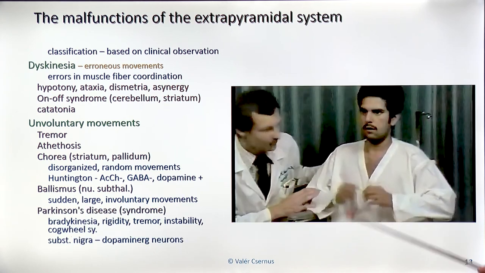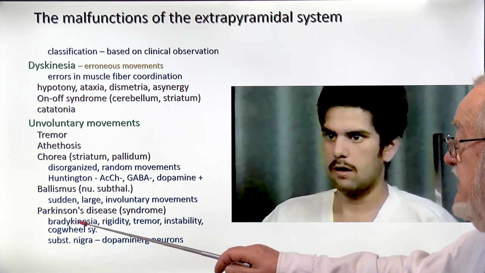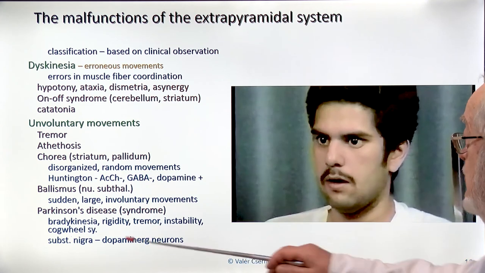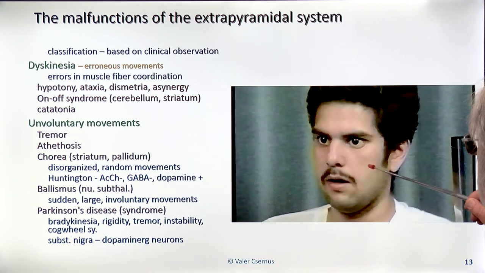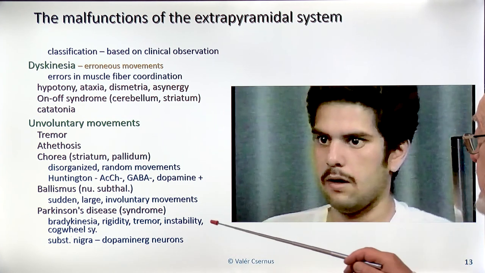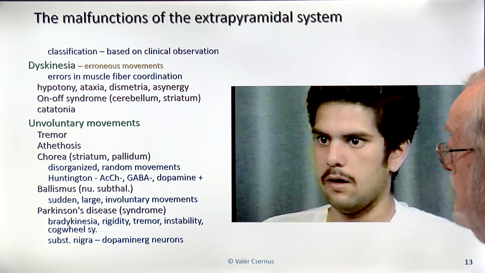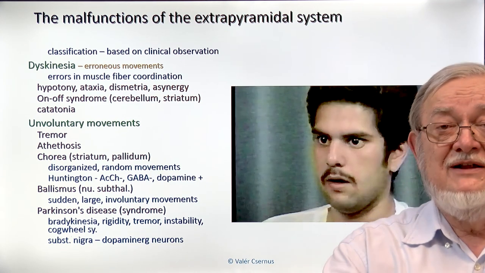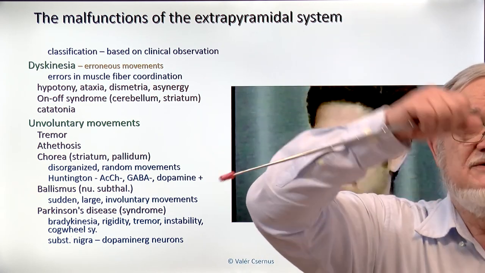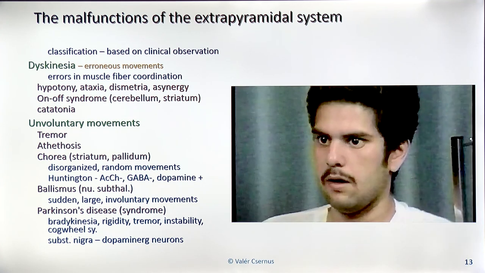Parkinson's disease is very frequent, and comes from many things together. Bradykinesia, it can move slowly. Rigidity, you can see the face, the muscles of the face don't move. It looks as if it were paralyzed. The tremor, I showed before, instability, and the cogwheel syndrome. If I want to move my head, I move continuously, but in this way, I move a little fraction at a time. This is like a cogwheel. This is the problem usually with the substantia nigra and dopaminergic neural regions.